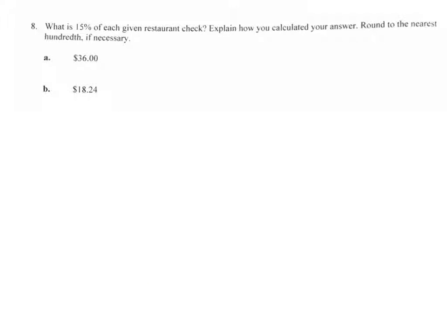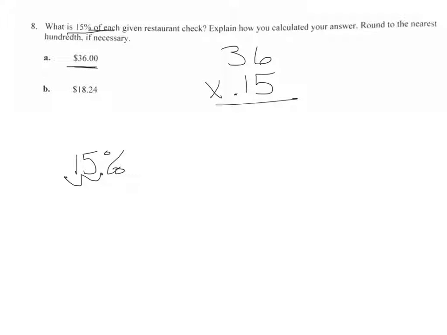What is 15% of each given restaurant check? Explain how you calculated your answer. Round to the nearest hundredth if necessary. So remember we talked about that if you are given a percent and you have a whole amount, we can multiply those. So I can say 36 times, and we change 15% to a decimal by moving the decimal 2 times, 1, 2. So times 15 hundredths, because that represents the same thing as 15%.